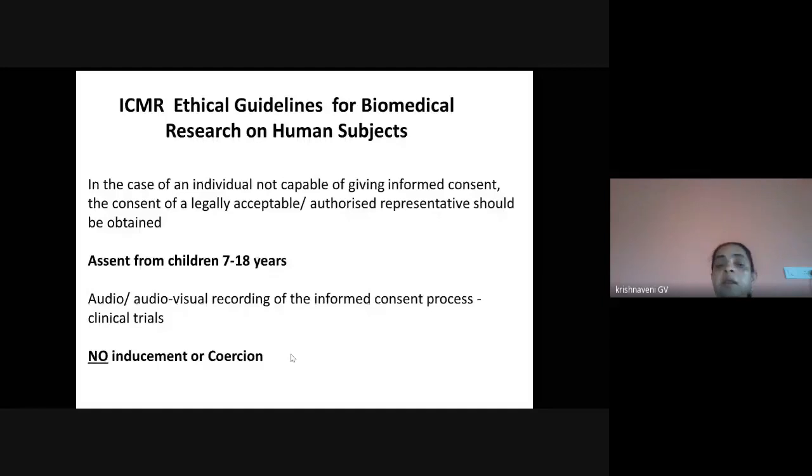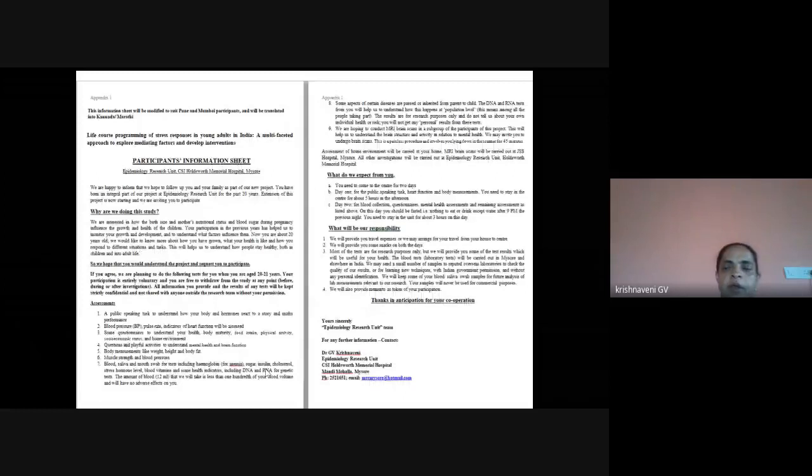So it is a serious exception to the code of conducting good research, and ICMR doesn't accept that, and it might have serious repercussions on the research itself. So that should be kept in mind. So in this slide, I have given an example of a participant information sheet that we have used in one of our studies.